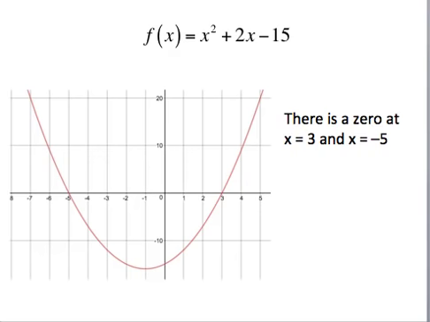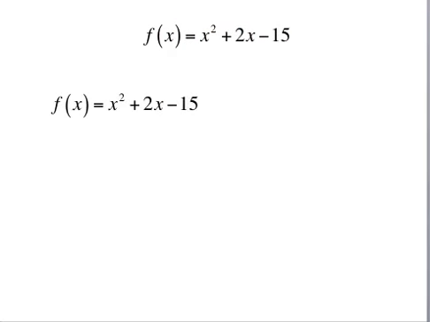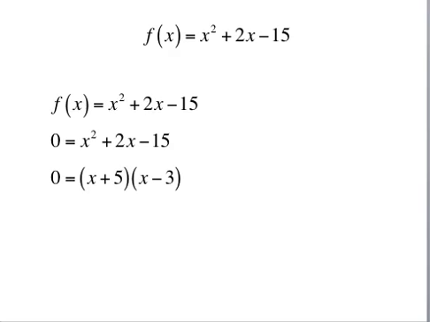Now we can actually identify that algebraically. So we can solve this equation and ask ourselves, when does this function equal 0? So we are looking at setting that function equal to 0. 0 is x squared plus 2x minus 15. Factoring that, we get 0 is x plus 5 times x minus 3. And remember, if two things multiply together to give us 0, either the first factor is 0 or the second factor is 0. So either x plus 5 is 0 or x minus 3 is 0.